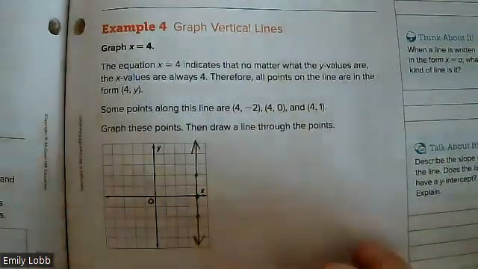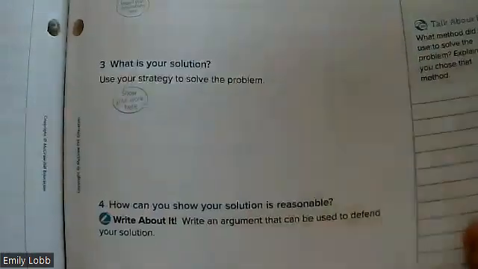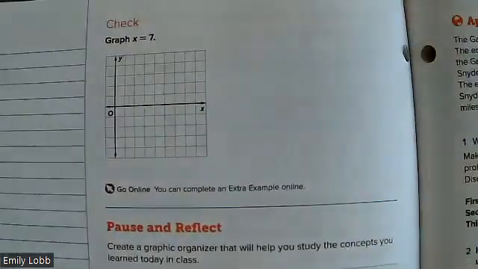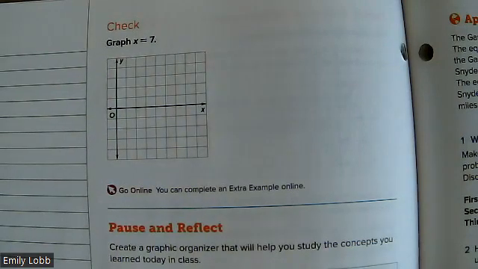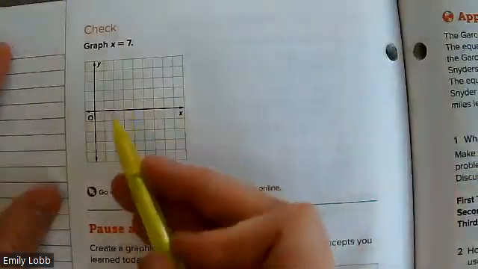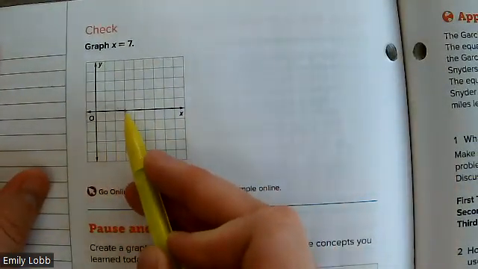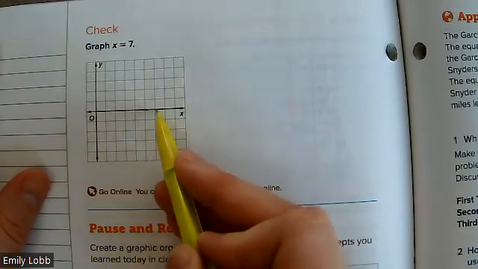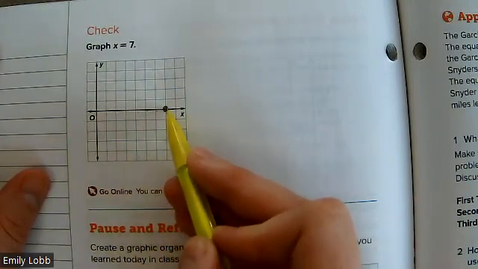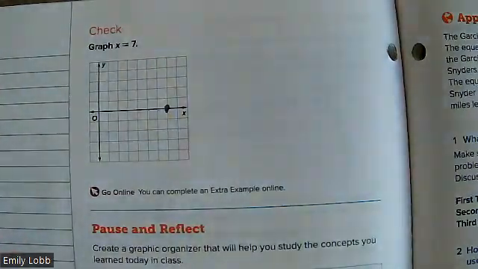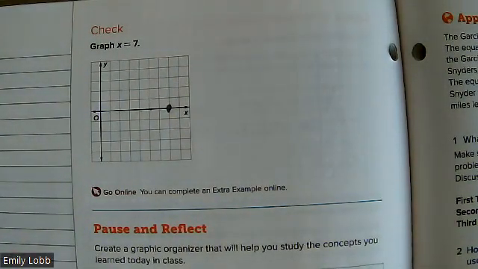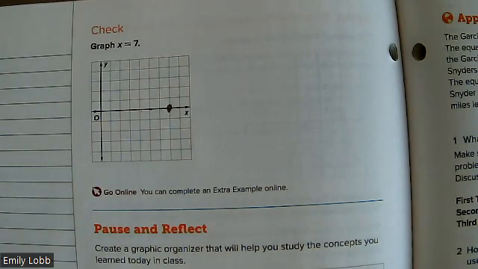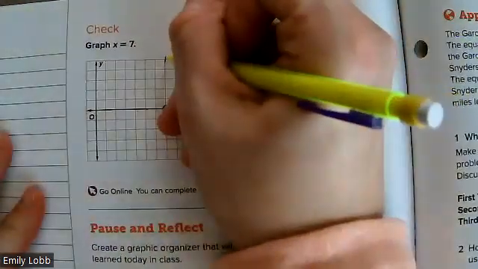So try that check on page 242. Graph x equals 7. So here's your x-axis. So you're counting 1, 2, 3, 4, 5, 6, 7. Now pick another point where x equals 7 and draw a line. This should not be difficult.